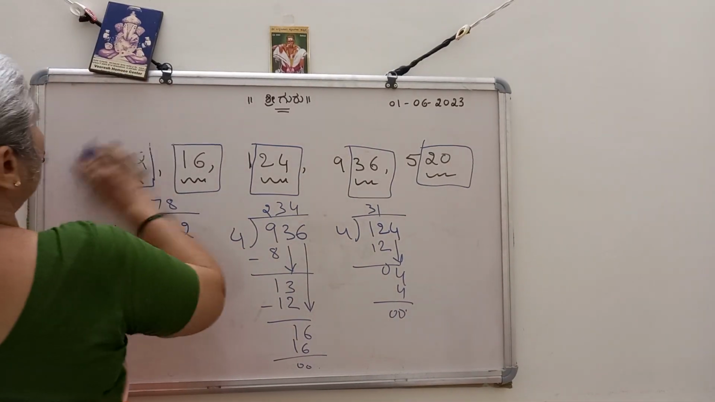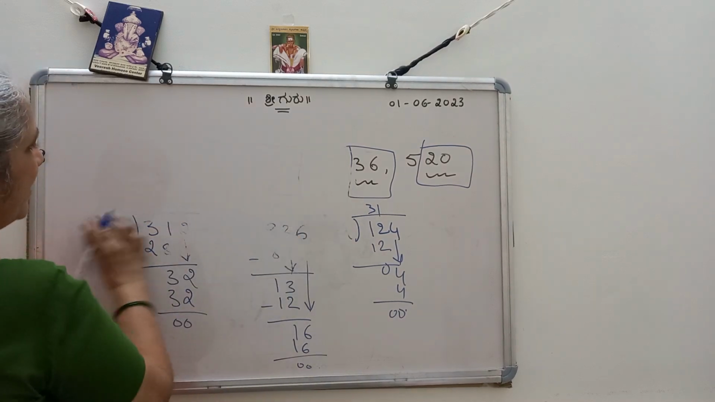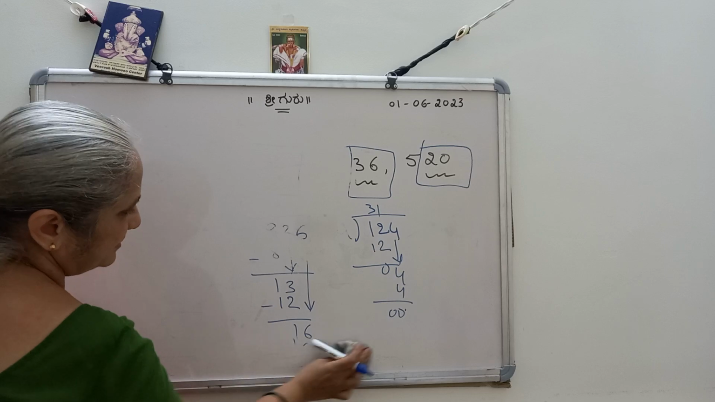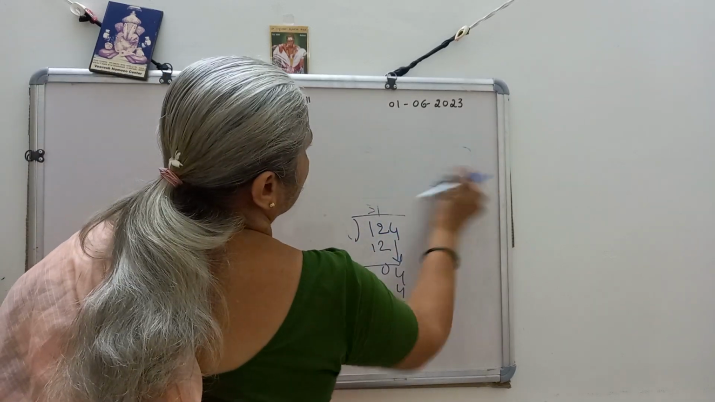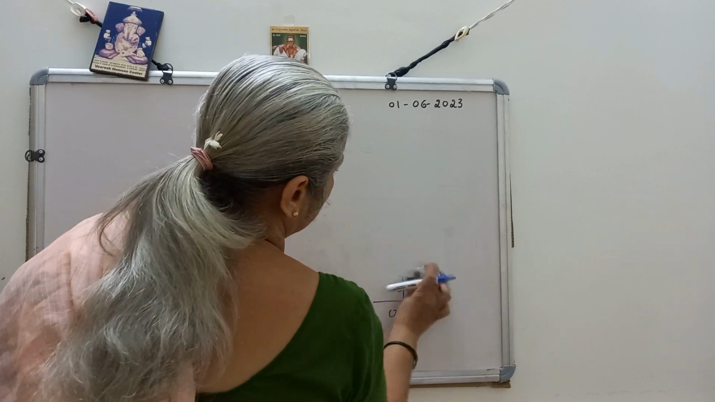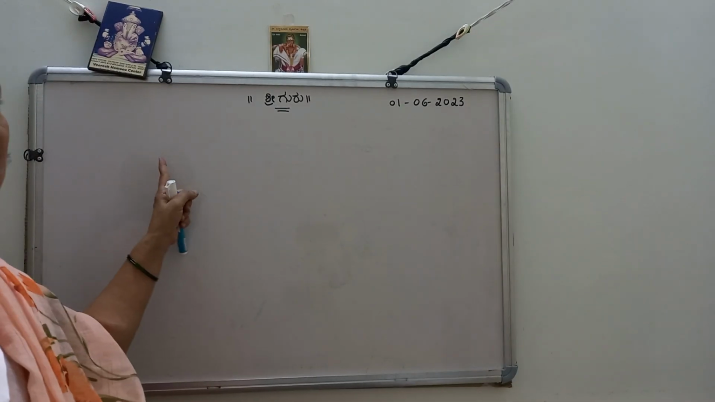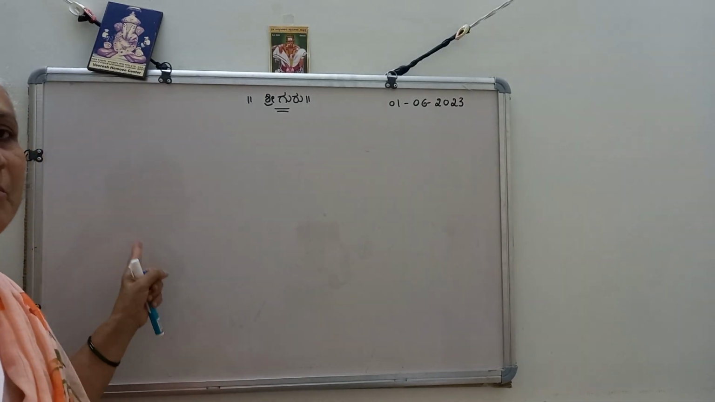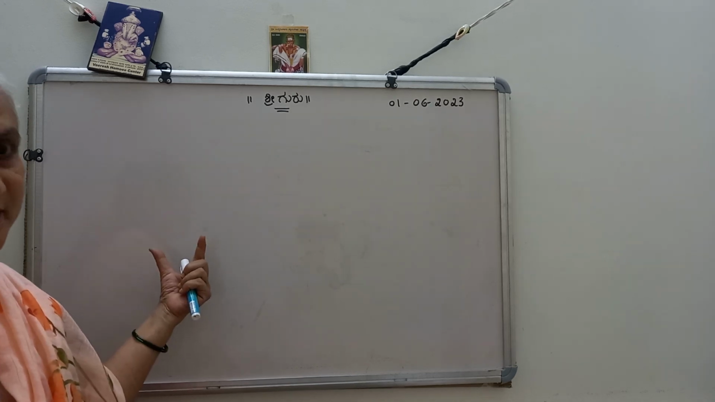So till now we checked 2, 3, 4, 5, 6, 10. So what about 8 and 9? What about 8? How we checked with number 4? We have to check the same way for the number 8. There we have to consider the last 3 digits.